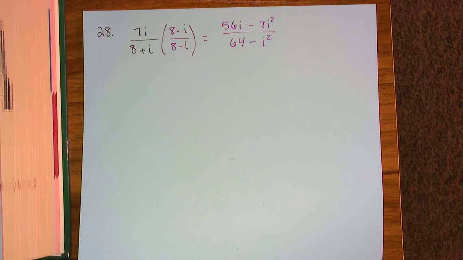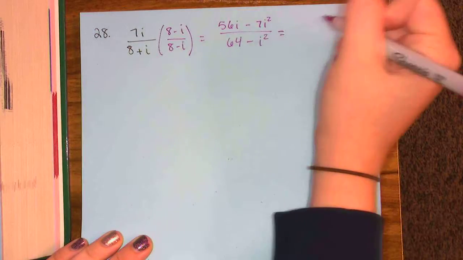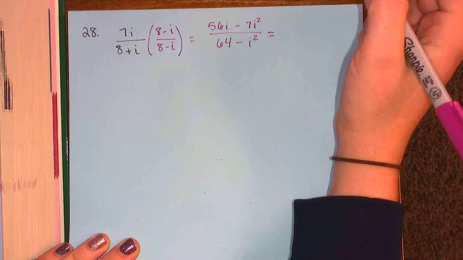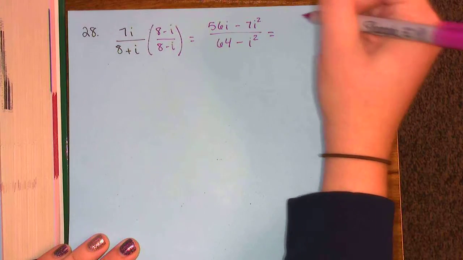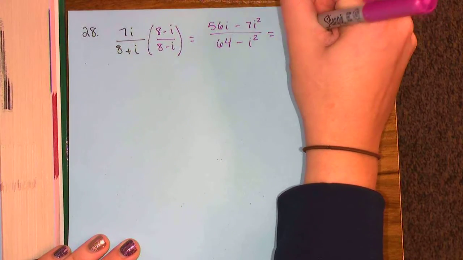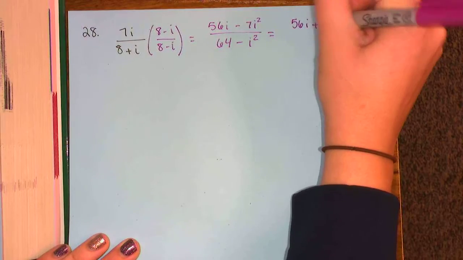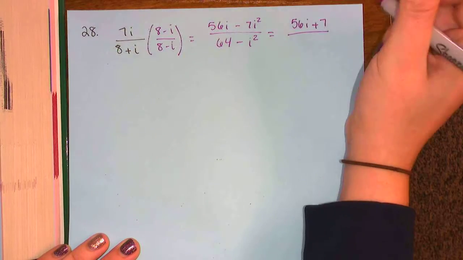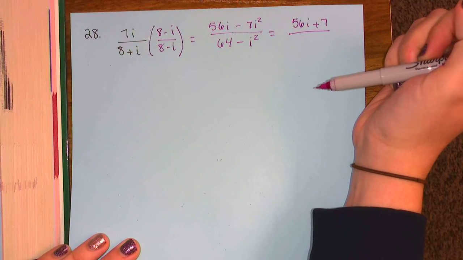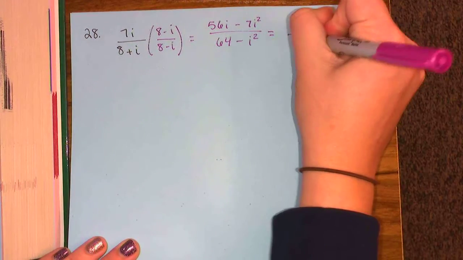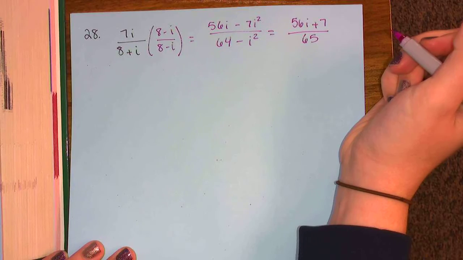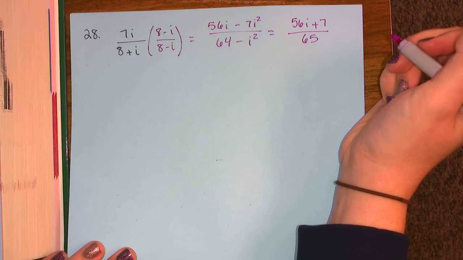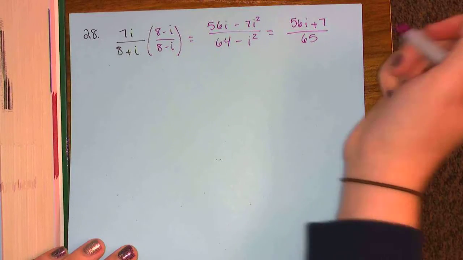Well, no, you're foiling, but you have plus 8i minus 8i, so that's going away. Alright, now we need to rewrite this. Okay, i squared is -1. So I need to rewrite this as 56i plus 7 over, what's the bottom? 65. Am I done? No, what's wrong with it? It's not in standard form.